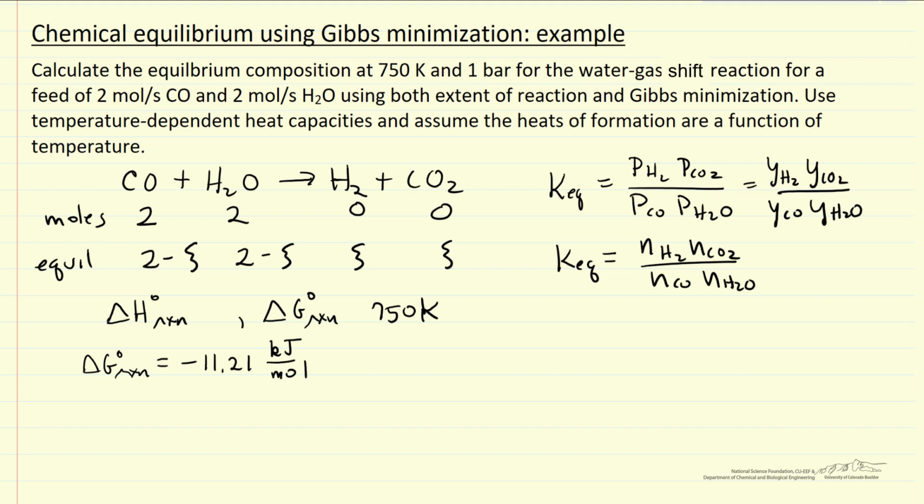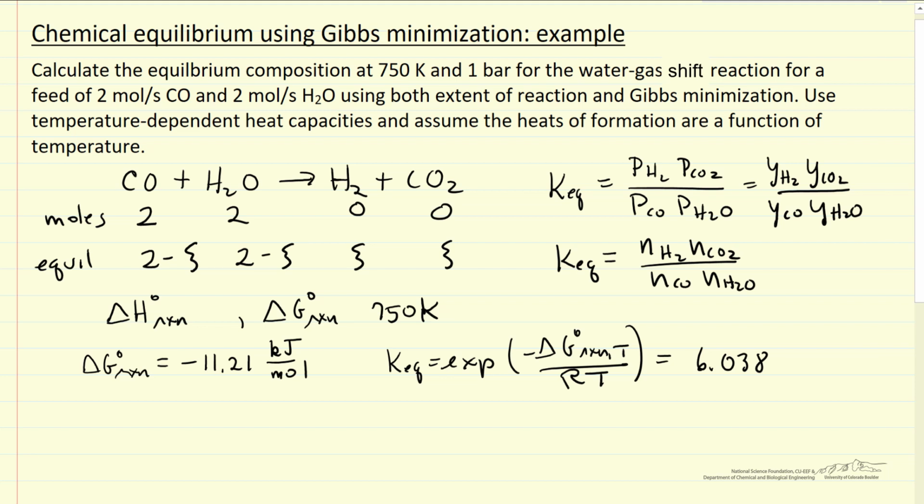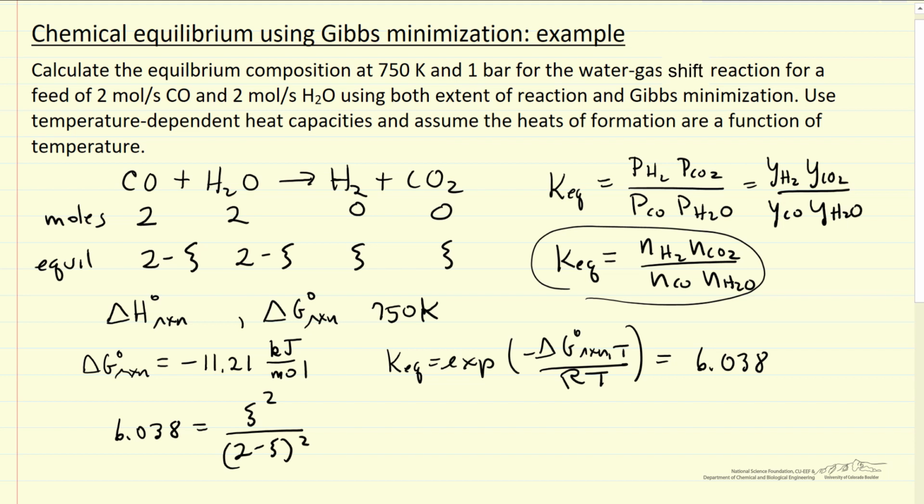This then allows us to calculate the equilibrium constant, which is the exponential of minus delta G of reaction over RT. If I substitute the numbers in for K equilibrium in this equation, I can write this in terms of the extent of reaction. So the equilibrium constant is on the left side, and the extent of reaction and 2 minus the extent on the right. I can take the square root to solve, so the extent over 2 minus the extent equals the square root of 6.038, which means I can solve for the extent.